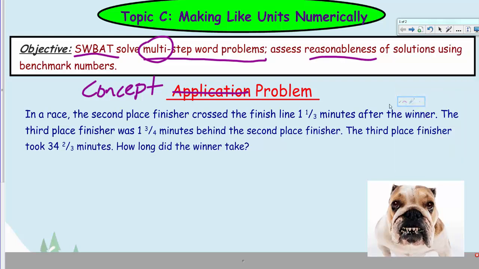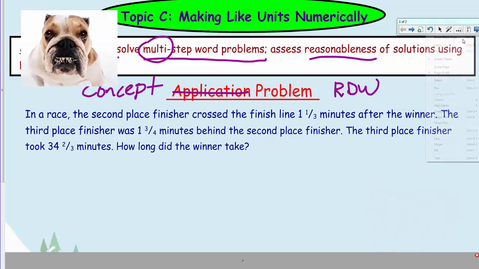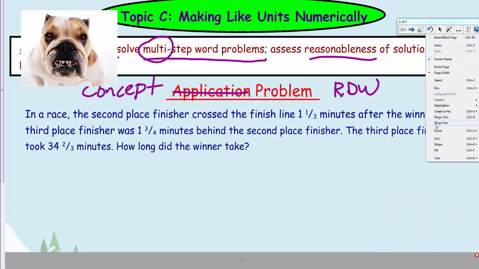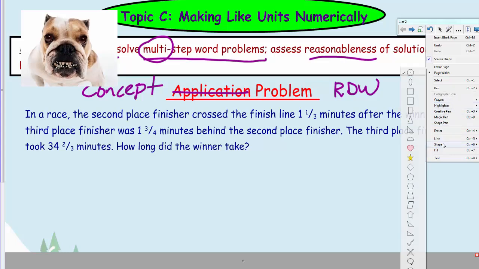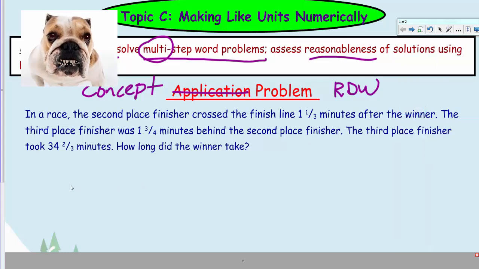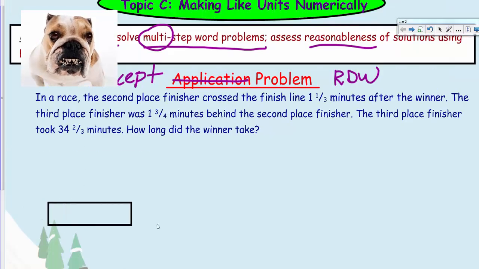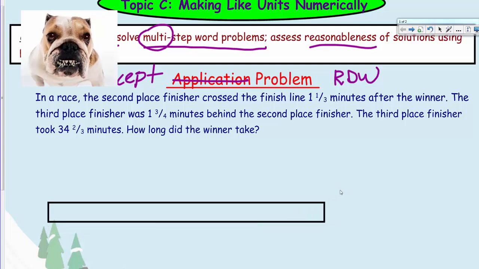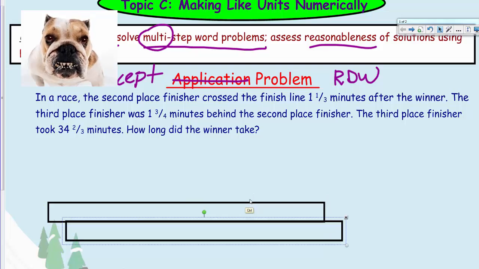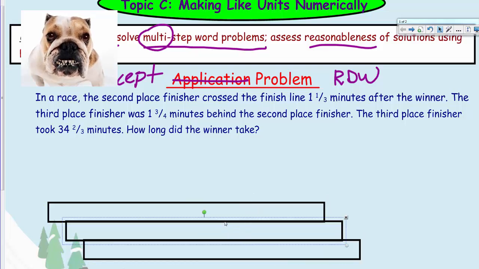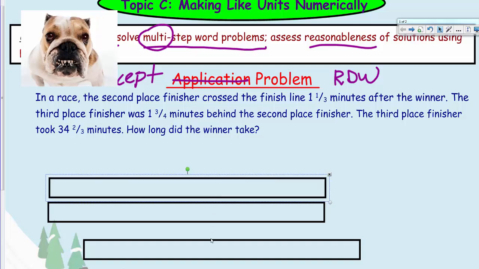All right, let's go ahead and get our pen out, because we are definitely going to be addressing the RDW. And that's read, draw, and write. I think we're going to need to bring out the shape, a shape to address this. First of all, let's go ahead and draw this to show each one of the runners as they cross the finish line.